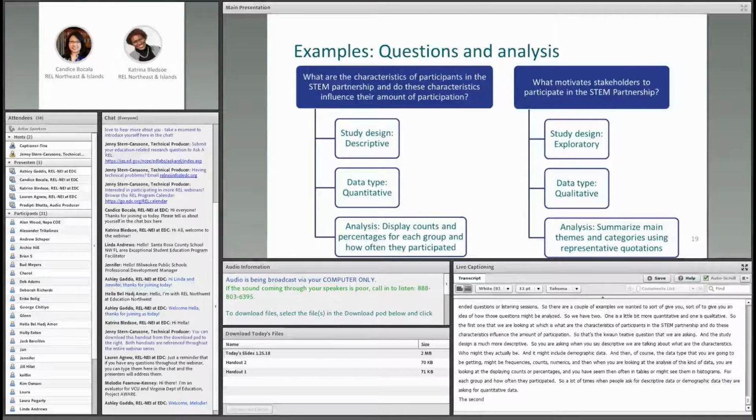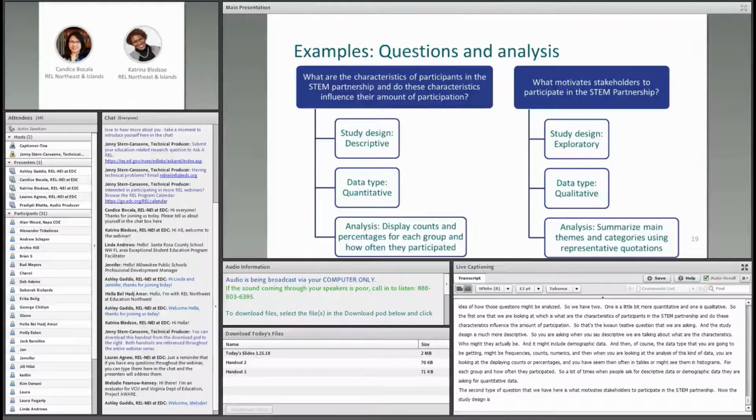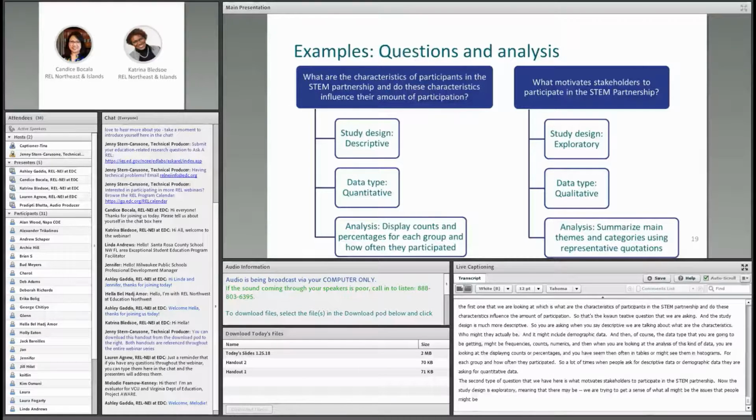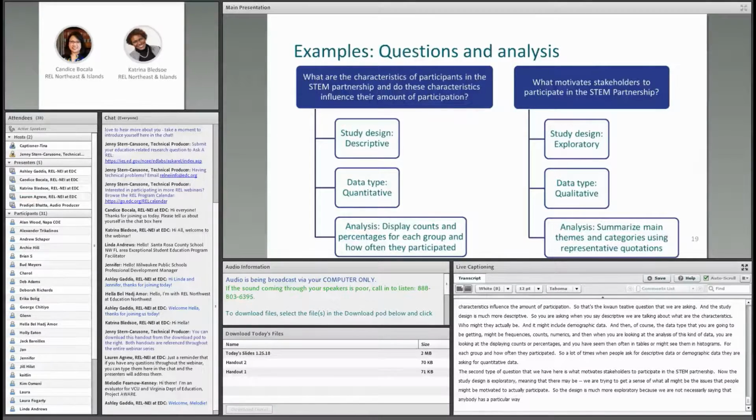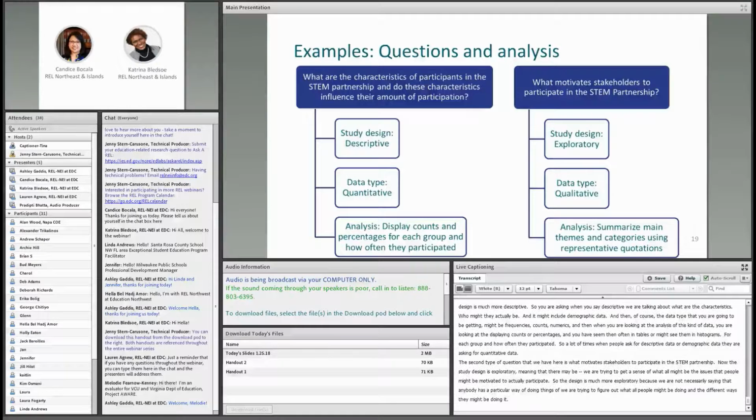The second type of question that we have here is what motivates stakeholders to participate in the STEM partnership? Now, the study design is exploratory, meaning that we're trying to get a sense of what all might be the issues that people might be motivated by to actually participate. So the design is much more exploratory because we're not necessarily saying that anybody has a particular way of doing things. We're trying to figure out exactly what all people might be doing and the different ways they might be doing it. So the data type is qualitative.